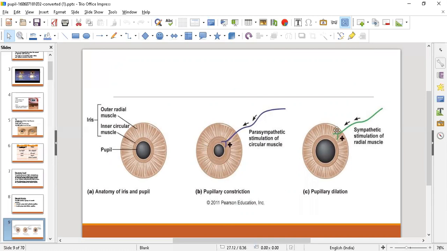Whereas these dilator iris muscles are radially situated, and they are stimulated by the sympathetic nerve. So when there is sympathetic stimulation, like when we are in stress or when there is fear, then there is sympathetic hyperactivity. When we are excited, then there is sympathetic hyperactivity, and it causes dilatation of the pupils.